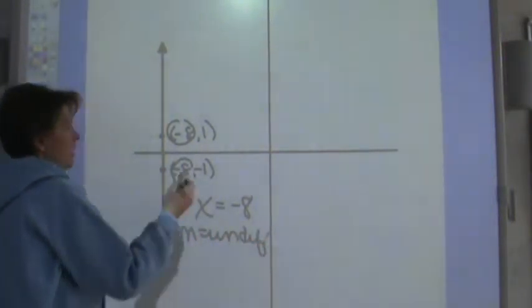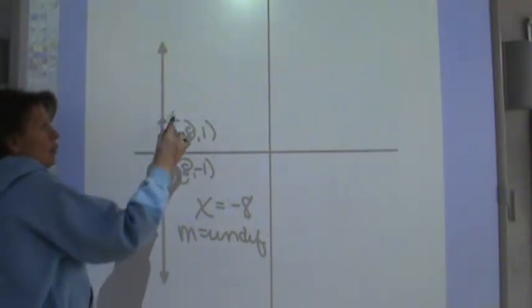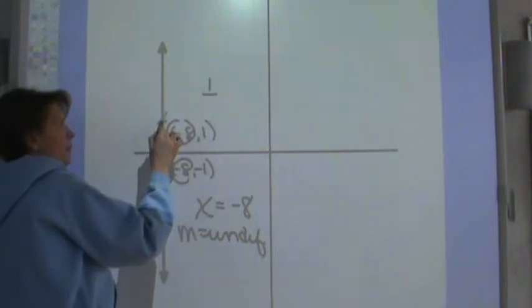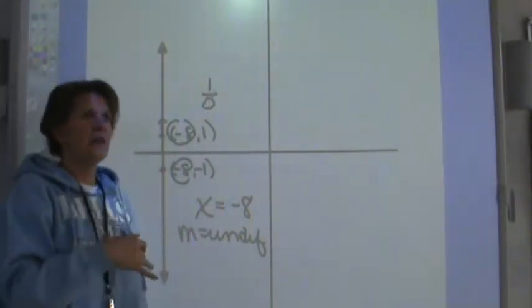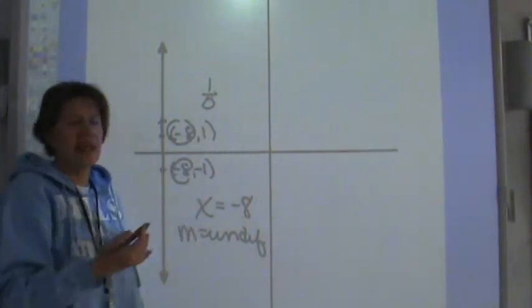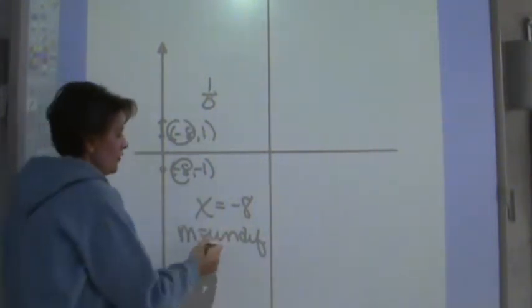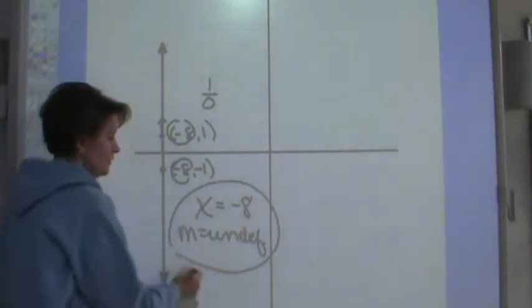Now, why is it undefined? Well, if I counted from point to point, if I go up whatever number, I'm going to be going over 0. Well, you can't divide something into no parts. If you were to try this on a calculator, it would come up as an error. You can't do it. So the vocabulary word they came up with for that is called undefined.